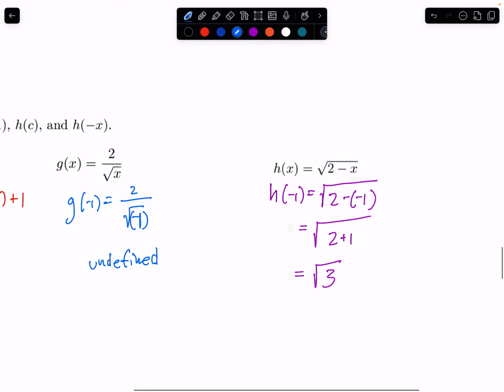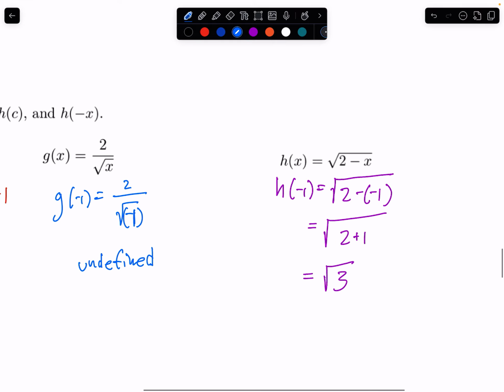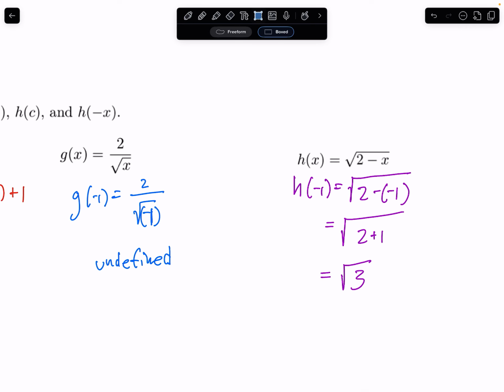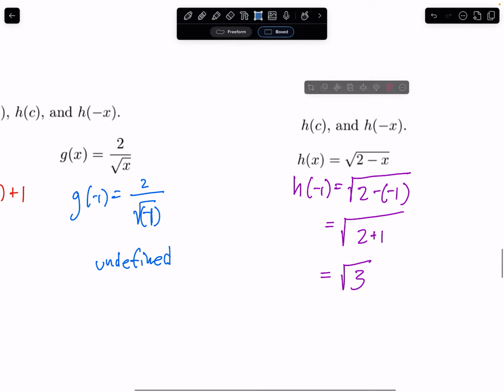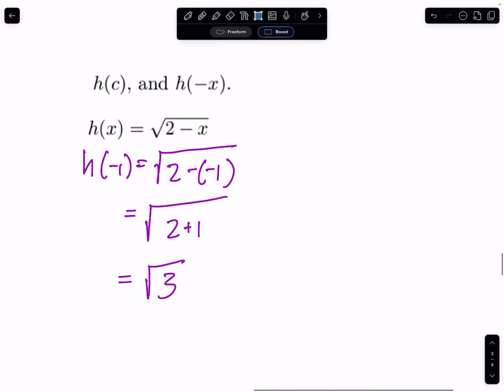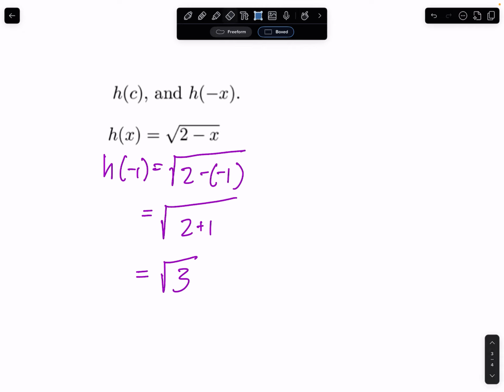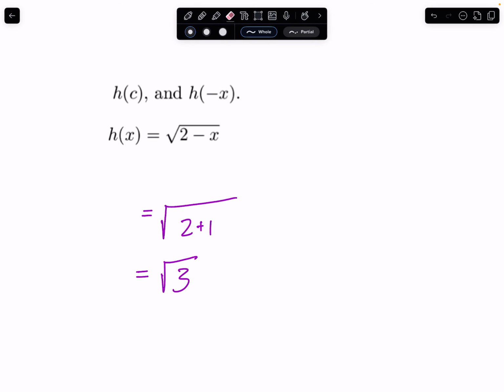Great. Okay, now the last two problems. This time I'm going to do h of c and h of negative x. So this is what I'm focused on here. Sorry, it's getting blurrier as I copy and paste more. Okay, we're almost done. We just have these two things to check, h of c and h of negative x. It's going to be easy, guys.